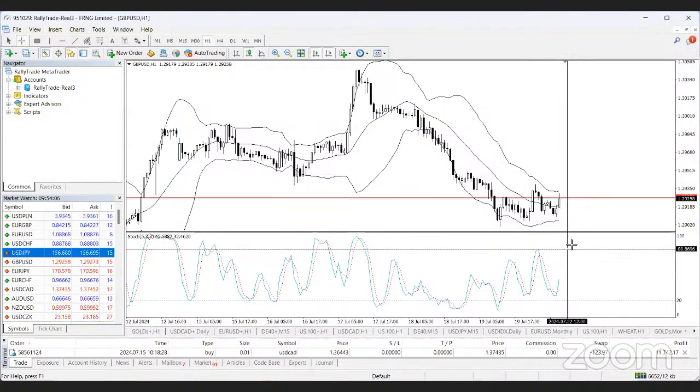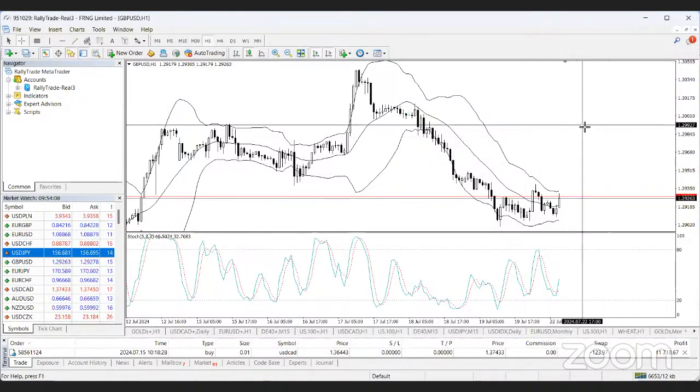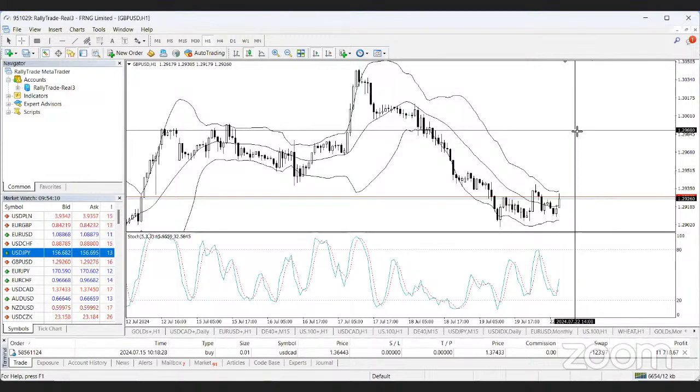Once the stochastic crosses above 80, look for a bearish bar. A bearish candle, and place yourself. And then you make money. That's how to know when the price is turning, right?